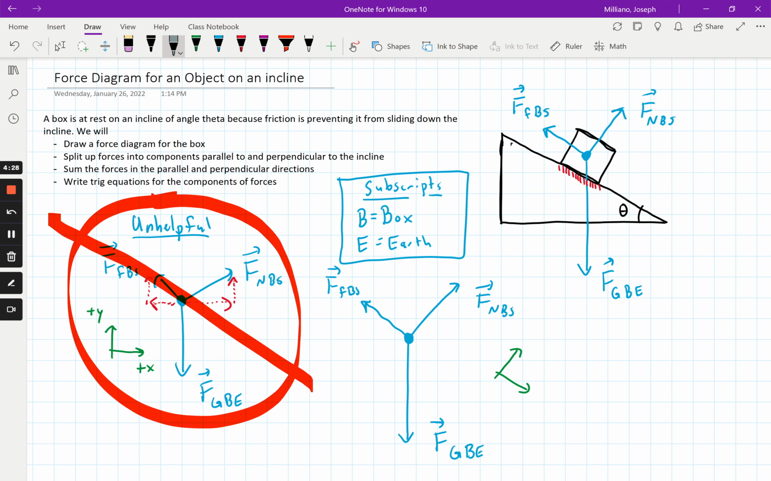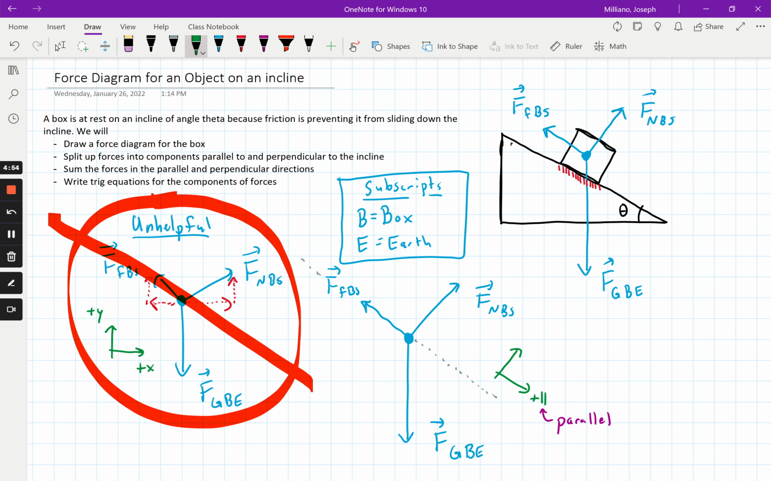And what we can do is we can draw our coordinate system so that it lines up with the direction of the incline. If I draw the incline into my force diagram here, that incline looks something like this dashed gray line there. And we can draw our axis, one of them parallel to the incline and one of them perpendicular to the incline. And we're going to label the direction pointing directly down the incline with the parallel symbol from geometry. And so this is the positive parallel direction.